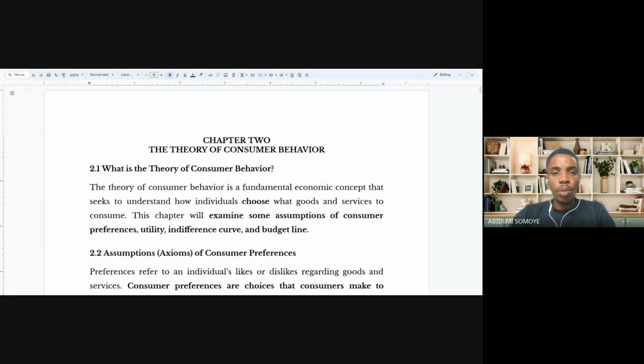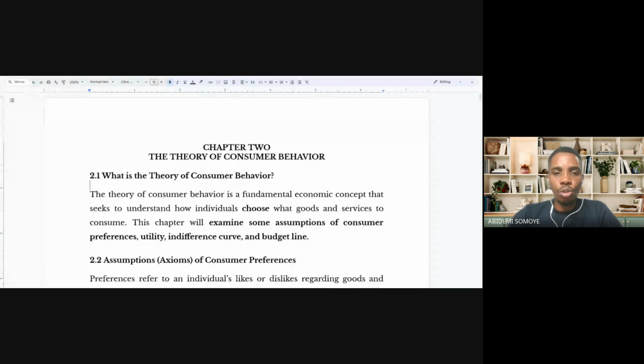The theory of consumer behavior is a fundamental economic concept that seeks to understand how individuals choose what goods and services to consume. This chapter will examine some assumptions of consumer preferences, utility. Utility means satisfaction. We're going to take a look at indifference curve, and we're also going to examine budget line.